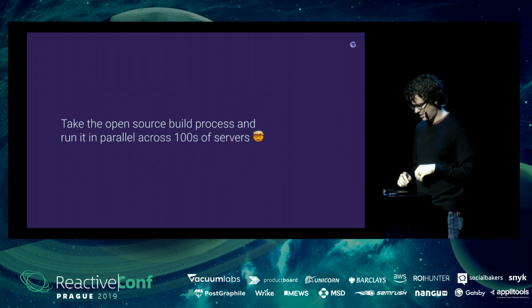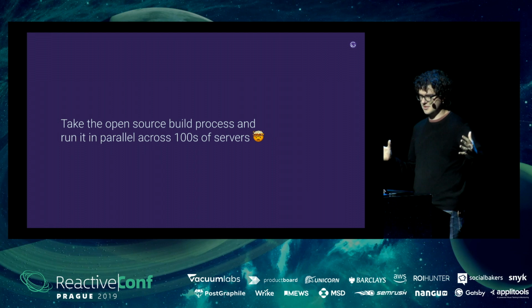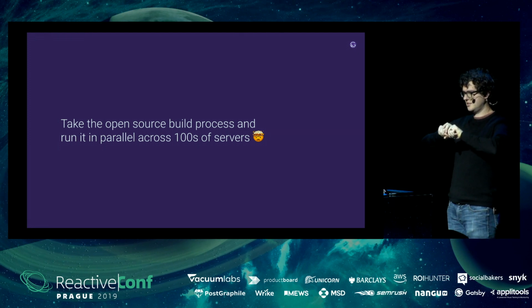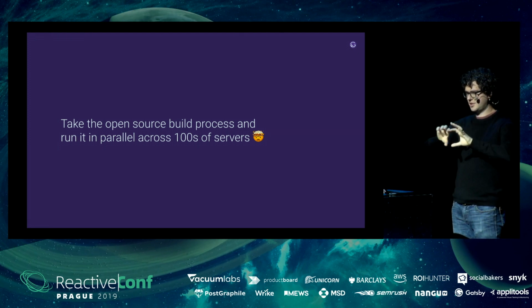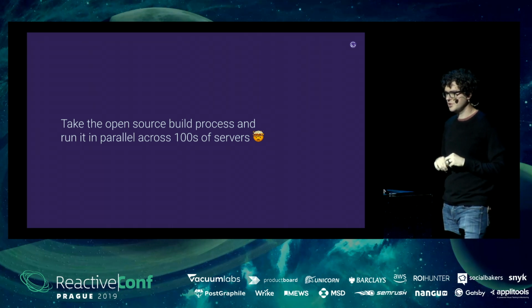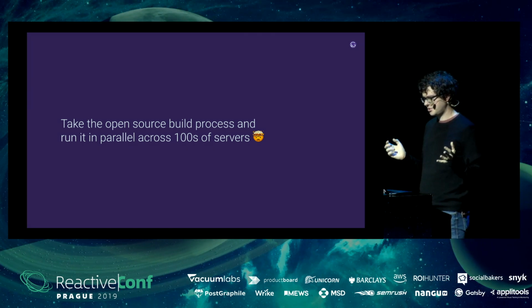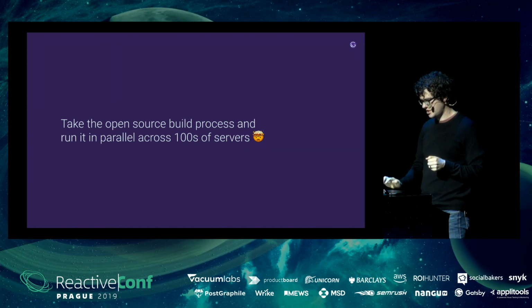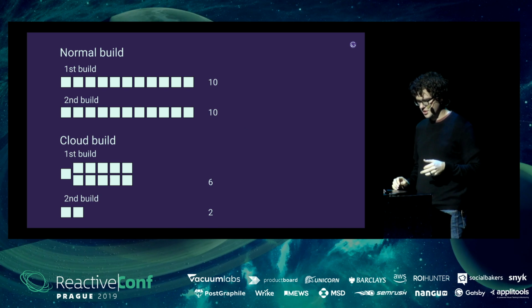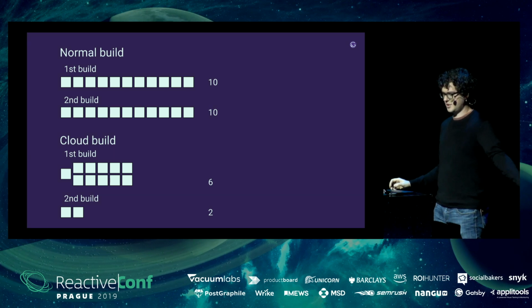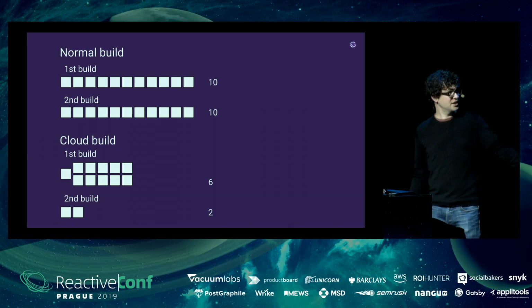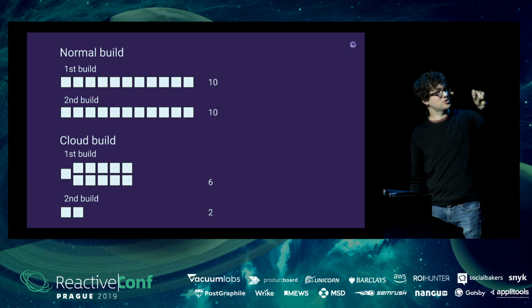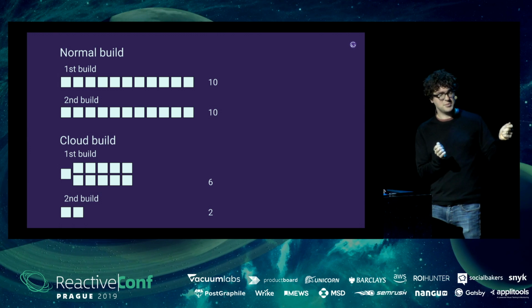We're feeling pretty confident we've cracked it. The basic idea is, Gatsby, like all build processes, has a bunch of work, and you do it sequentially. What we're building in our cloud product is we take that build process and split it apart and run it across hundreds of servers. This illustration shows the difference between a normal build and a cloud build. A normal build is sequential, step by step by step. And then with a cloud build, we parallelize immediately.